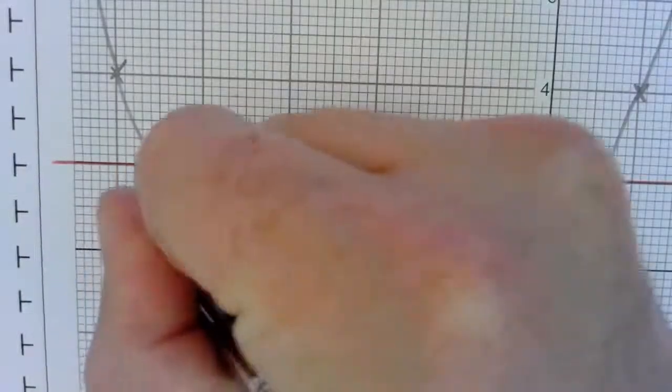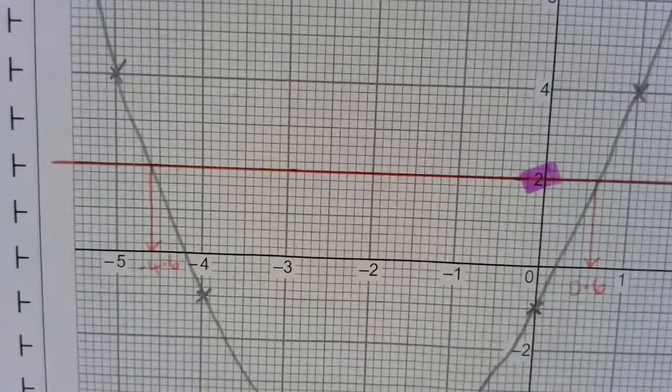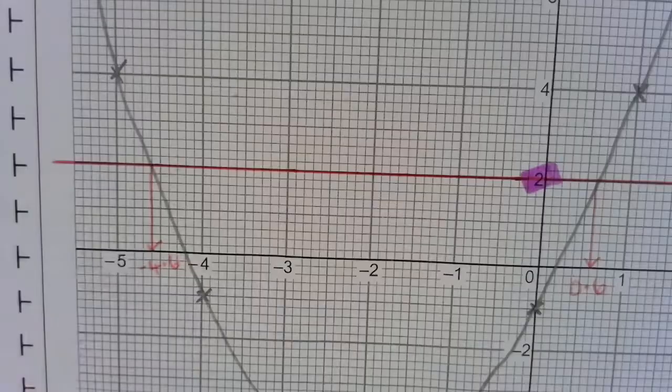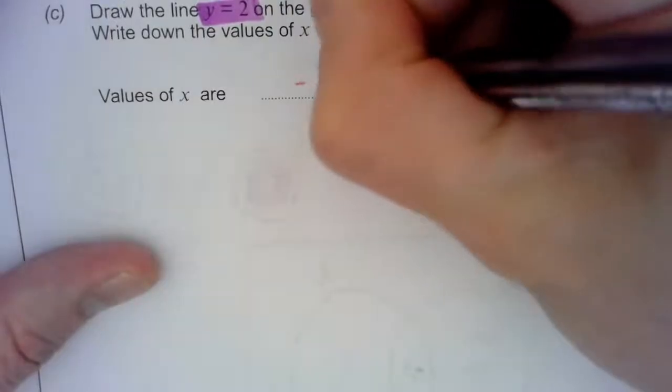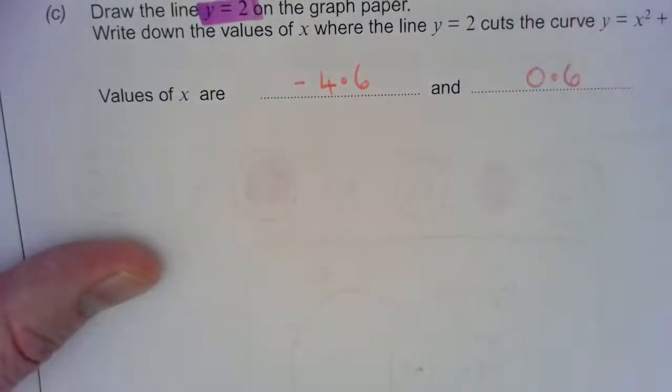Now yours may be different. If it is, don't worry, as long as you've read correctly from your graph there, you will get those marks at part C, as long as you actually go and write them in. So minus 4.6 was one answer, and 0.6 was the other answer.